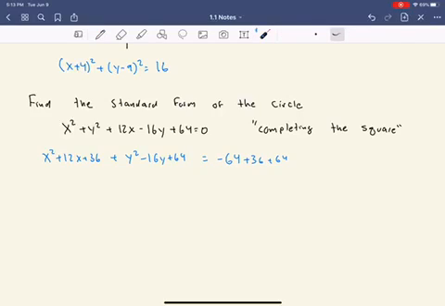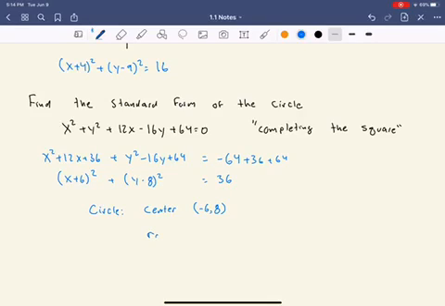Now, this is a perfect square. This is the perfect square of (x + 6). This is now a perfect square of (y − 8). Here we're left with just 36. So it is a circle, center at (−6, 8), with radius 6.